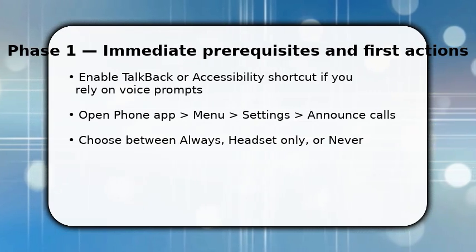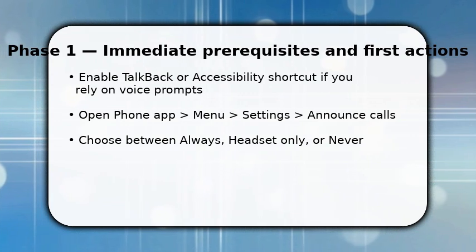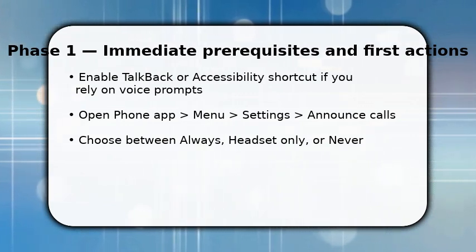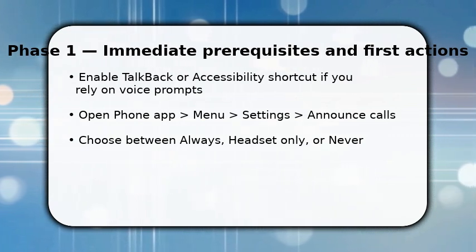Enjoy the video. You start inside the phone app because the Announce Call voice lives there. Open Menu, then Settings, then Announce Calls. Once done, pick a mode: Always, headset only, or never. This controls when the voice speaks.